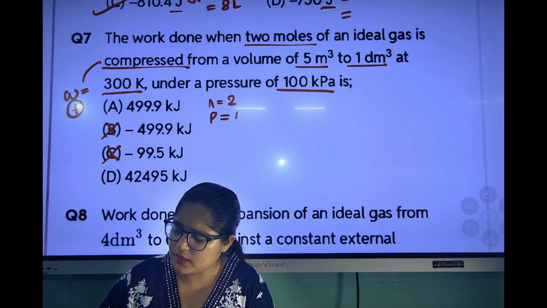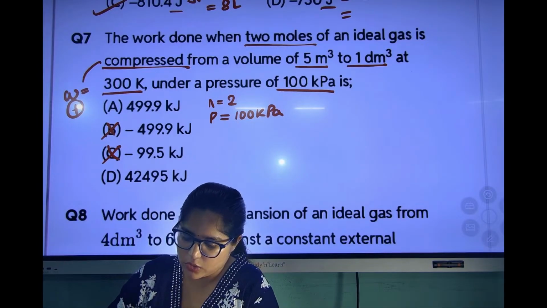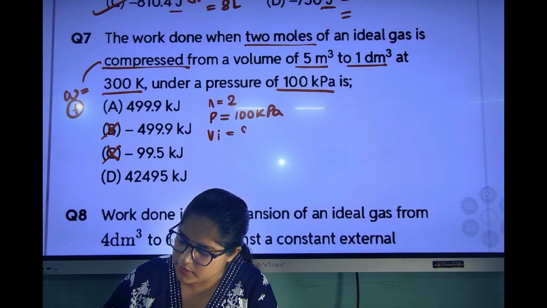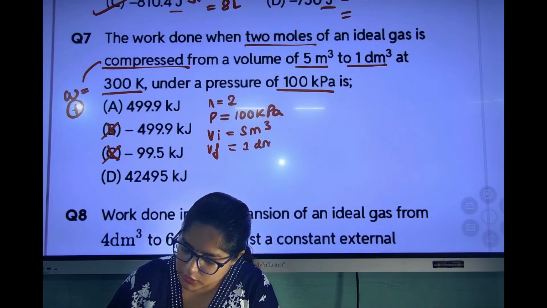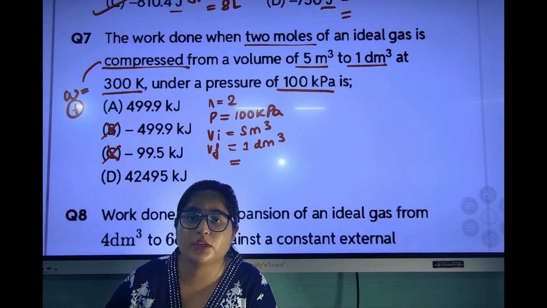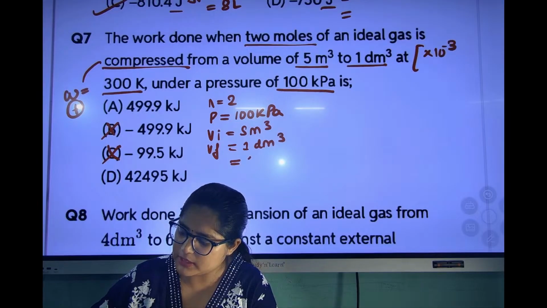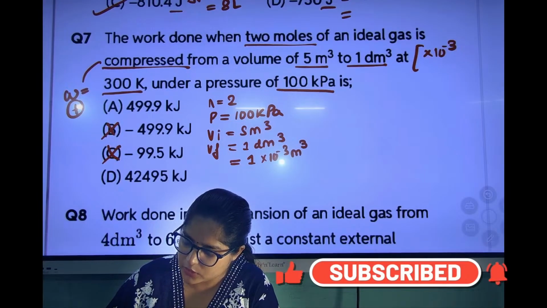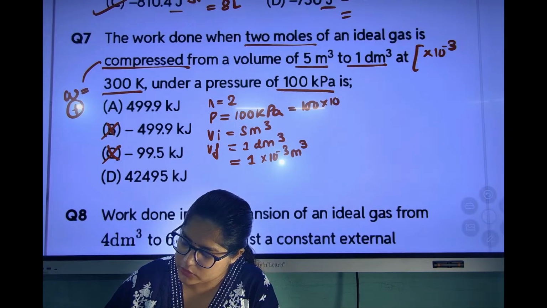Pressure is how much? 100 kilopascal. So surely kilopascal I need to convert into pascal. Next, what they are giving is volume. What is the volume? Initial volume 5 meter cube, and what is the final volume here? 1 decimeter cube. Okay. So 1 decimeter cube we will convert into meter cube. So how to convert? Those who don't know, you please write down. 1 decimeter cube to meter cube multiply by 10 to the power minus 3. So 1 into 10 to the power minus 3 meter cube. Clear? And kilopascal will convert into pascal. So we will say here 100 into 10 to the power 3.